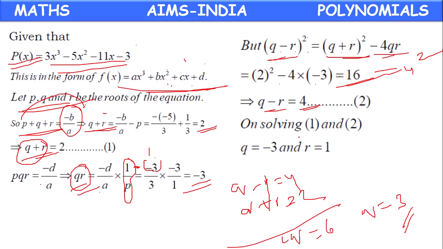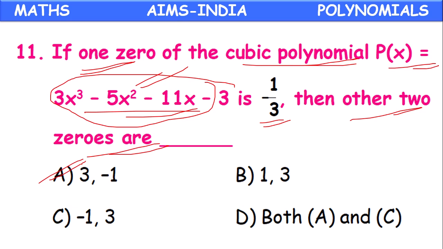So q equal to... on solving 1 and 2, q plus r equal to 2, q minus r equal to 4. On solving both, we will get q value 3, children. Q value 3 means r value will be minus 1. So it is 3 minus 1, children. Not minus 3 plus 1, 3 minus 1. So 3 minus 1 is the correct answer. A option.